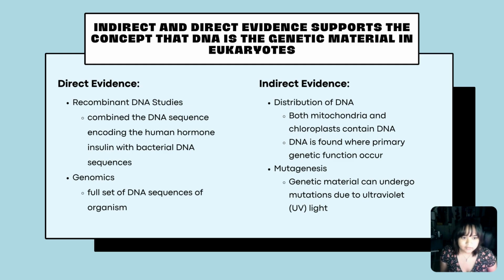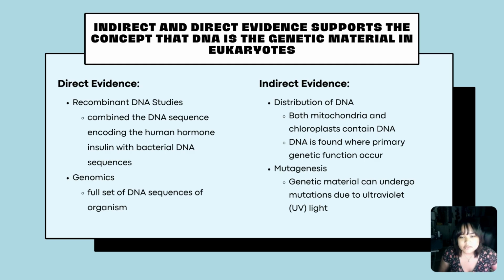So, under direct evidence, we have recombinant DNA studies. Recombinant DNA technology combines DNA sequences from different organisms. An example of this is the human insulin gene, which is spliced into bacterial DNA, leading to insulin production in bacteria. Genomics revealed the full set of DNA sequences in an organism, and studying genomes of individuals with heritable disorders identifies DNA sequences responsible for mutations. And overall, DNA is accepted as the genetic material in eukaryotes.